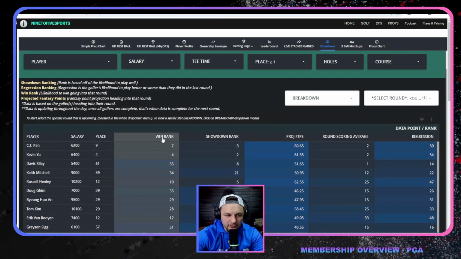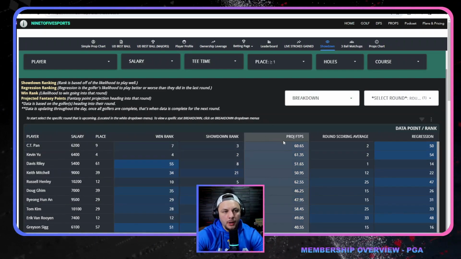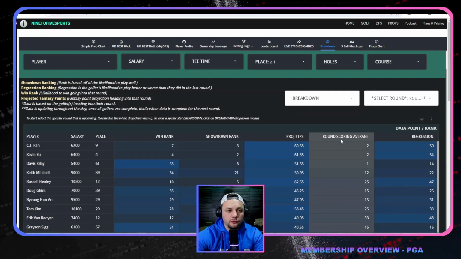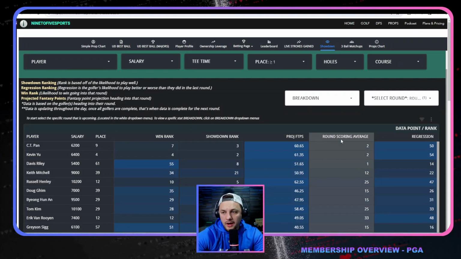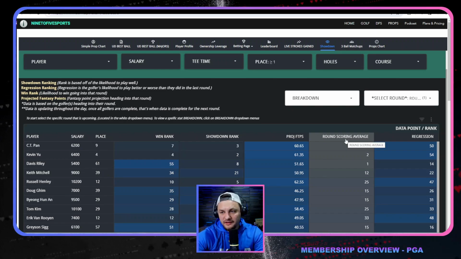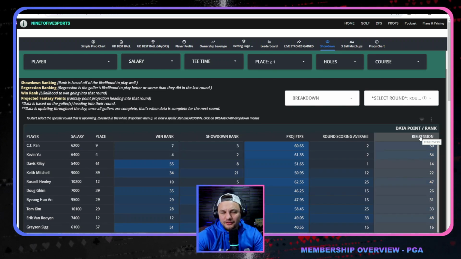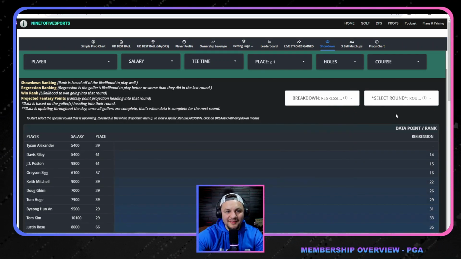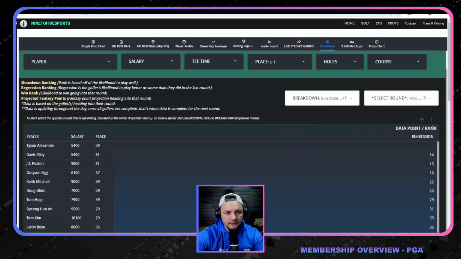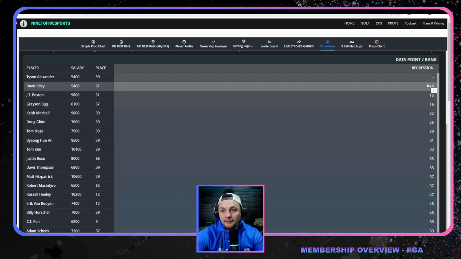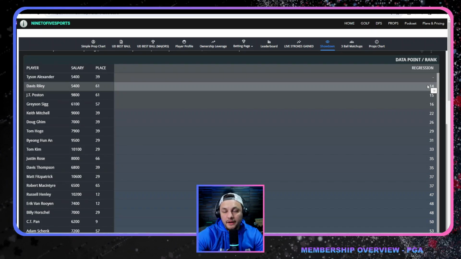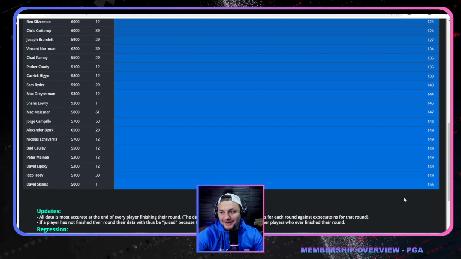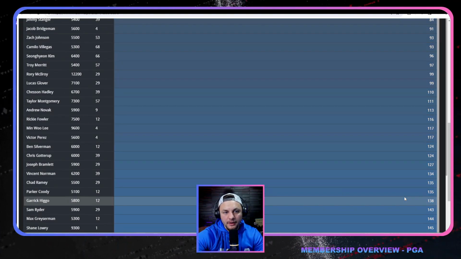Naturally we have win rank, showdown rank, projected fantasy points for that round, and their round scoring average. This is going to be their data point for that round on the season, on the PGA Tour season. Then we have regression. Some people get confused by regression. Regression is just looking at a golfer's likelihood to play better or worse than they did in the previous round. If they have a good regression rank, that means they're likely to play better in that upcoming round. If they had a bad regression rank, that's a way of looking at it: they outproduce their likelihood by a significant margin.